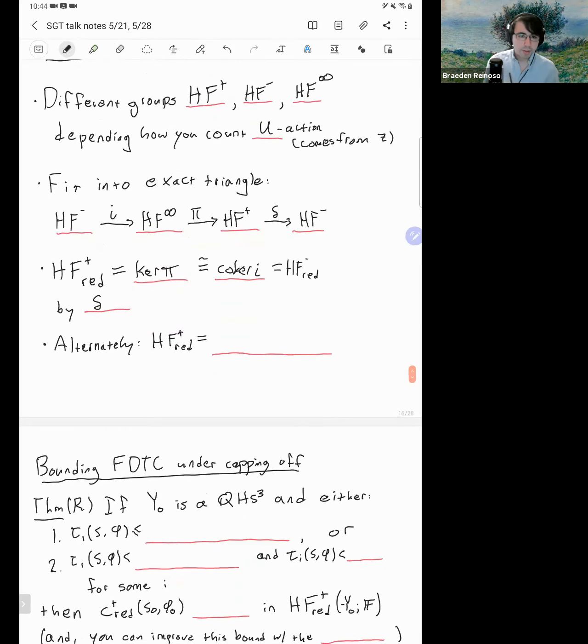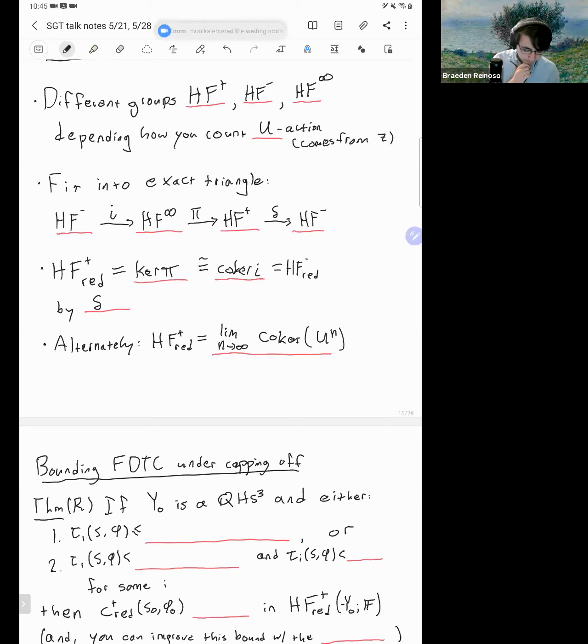So one way that you can think about this is HF minus is kind of counting the U action in a different way. And so this HF plus reduced group, you can think of it as the limit of the co-kernels of U. So if you take a limit as n goes to infinity, and then you look at the co-kernel of different powers of U, then the idea is somehow that in HF infinity, everything's in the action of U. And if you look at the kernel of this projection map, then you'll get out the co-kernel of U somehow.